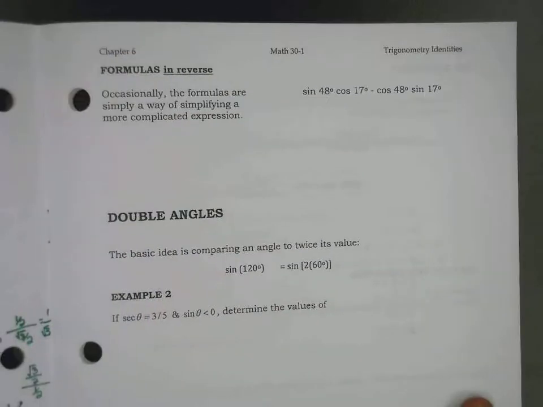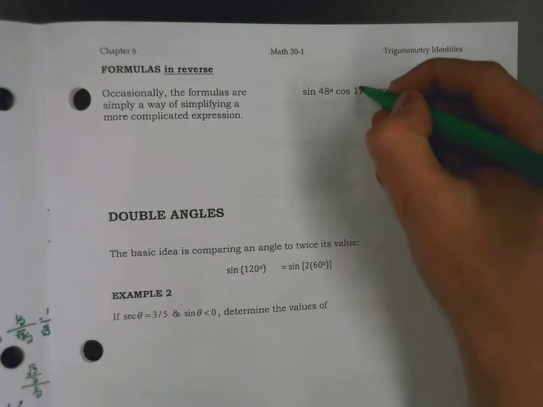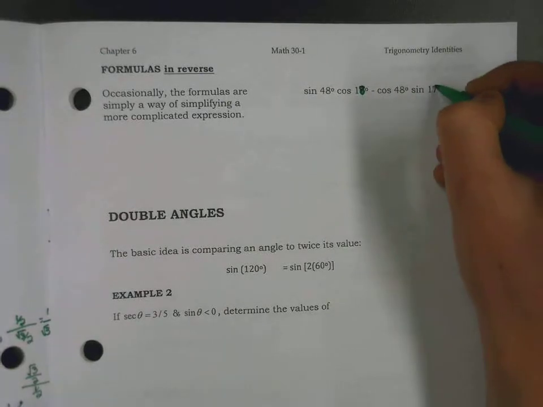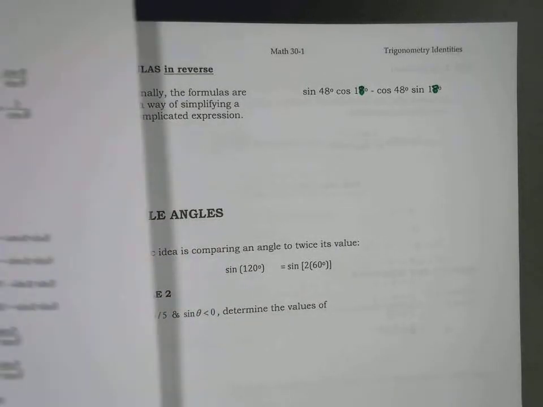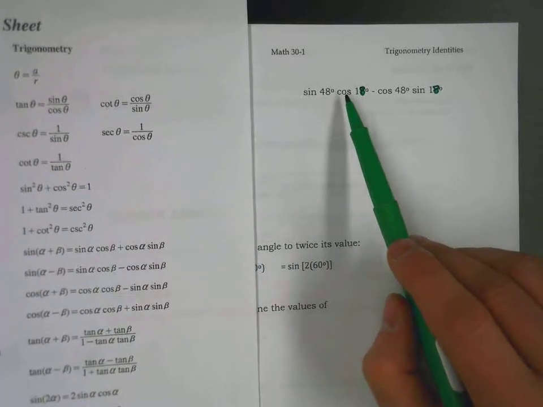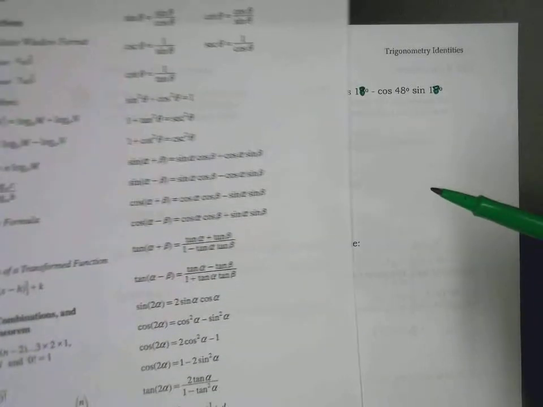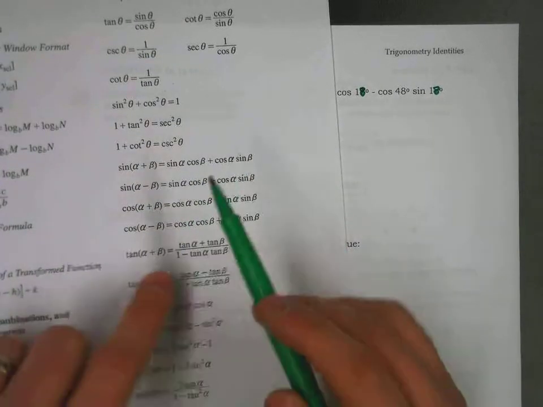For reverse formulas, sometimes you can be given a question like: what if I were to say sine of 48 cos of 18 minus cos of 48 sine of 18, and I say try this without a calculator? You might say sine of 48 doesn't seem very convenient. But when you're looking at a sine times a cos minus a cos times a sine, there are formulas that can go the other way.